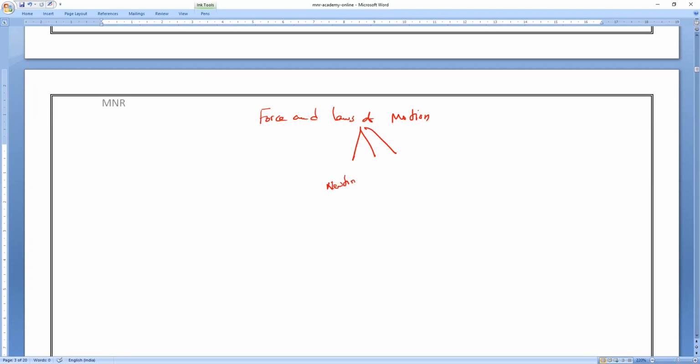Actually, this is not just force and laws of motion. Force and Newton's laws of motion. That is even more perfect. So Newton's first law, Newton's second law, and Newton's third law. Now Newton has formulated these laws.